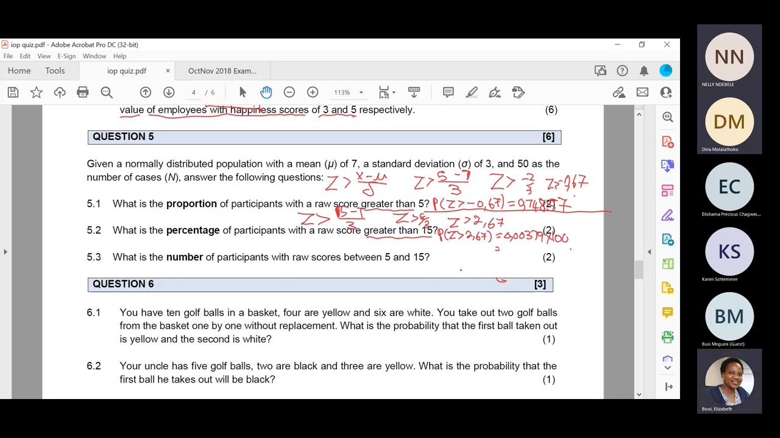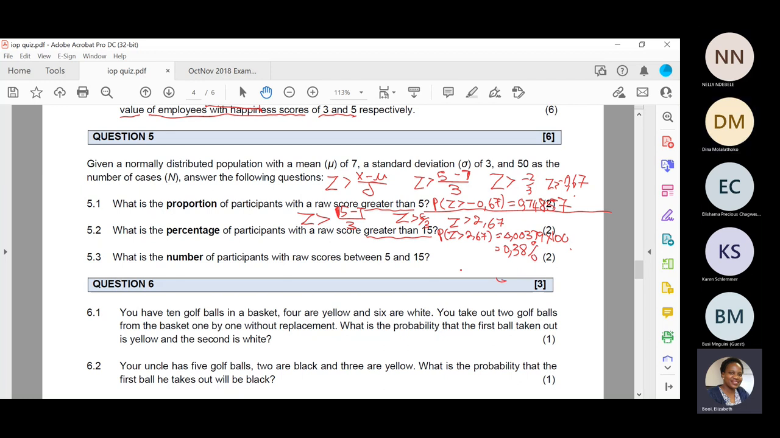And the answer that we have is 0.379, 0.38%. Let's leave it at two decimals. We can say it's 0.38%. Okay. Remember to put the percentage sign there.